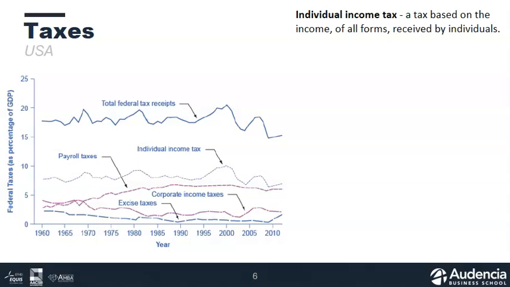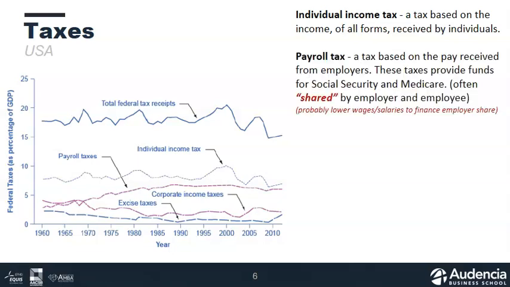The first type of tax we have is an individual income tax. This is a tax based on the income of all forms received by individuals. So if you're an individual and you receive wages and salaries, if you receive interest income, if you have capital gains incomes, all of these are annual income, a flow of income into your household, which can be taxed. And that's the income tax.